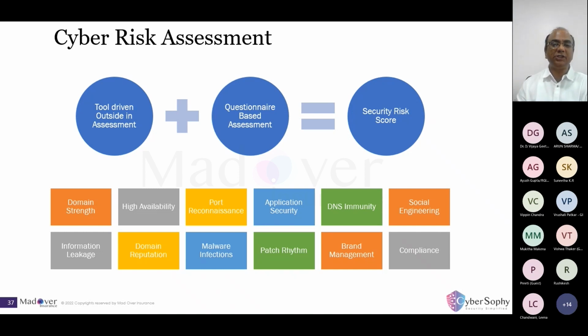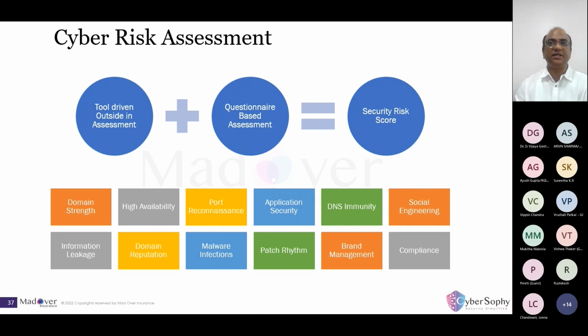We check for the domain reputation. How secure is the domain? There are a number of different ways to check whether a domain is secure or not. So we do an outside-in assessment. What I mean by outside-in here is all we need to know is the URL of the company. Just based on the website URL of the company, we can find out all of these different items for that organization. So we do this assessment based on a number of tools.